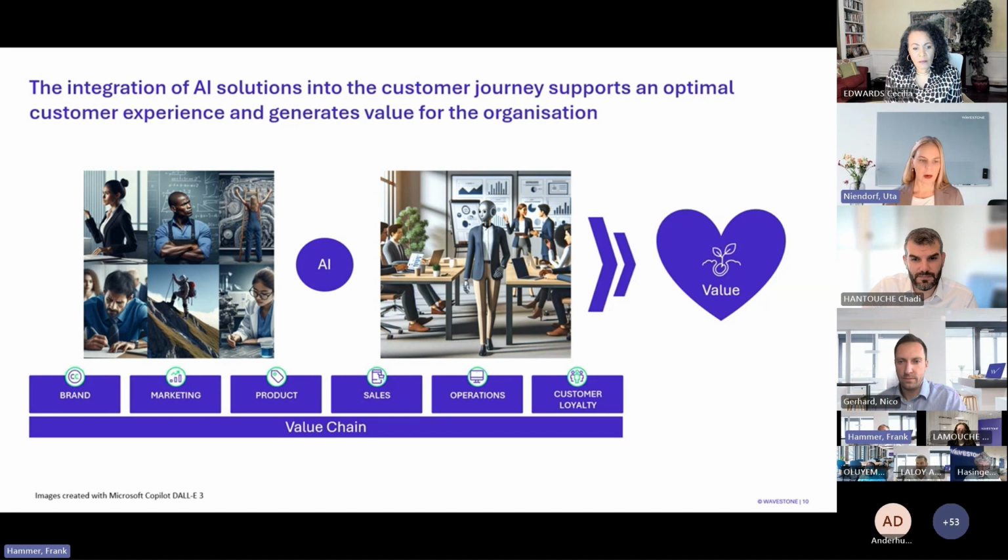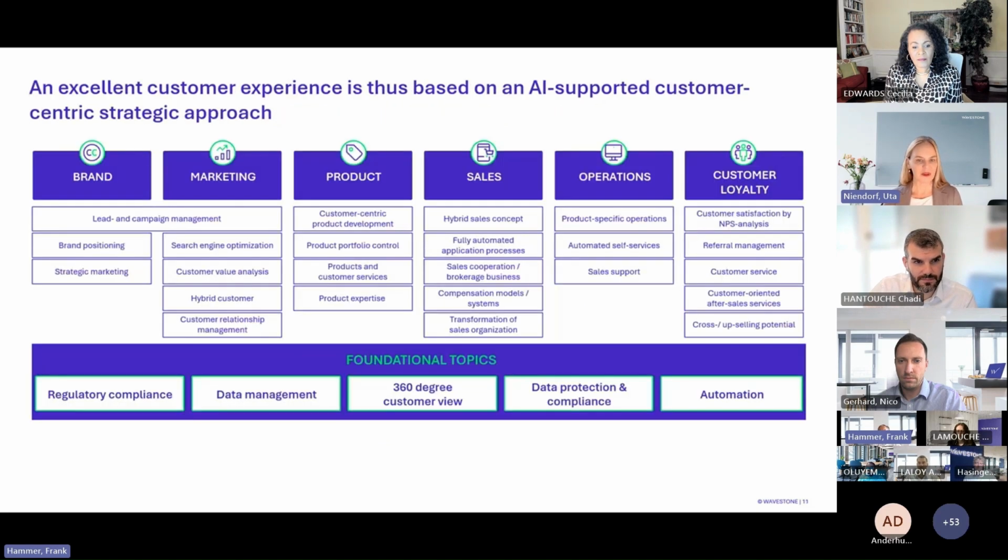Just to give you an idea on how today we have structured and sorted the different real-time use cases that we're going to present today. So this is the overview.